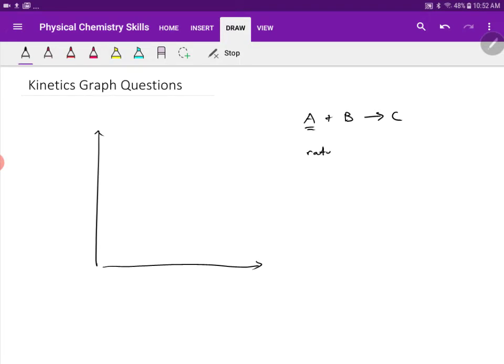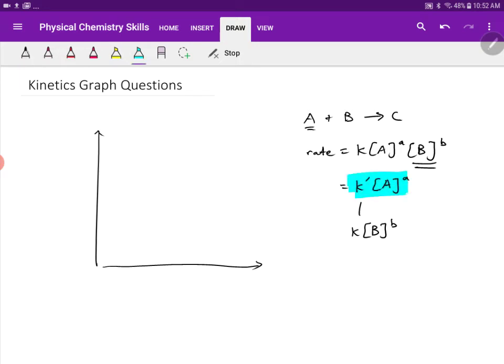So rate is equal to k [A]^a [B]^b. And what I'm doing here is I'm going to keep B constant, either by using it in huge excess or when B is a catalyst. And so what I'm going to get is k' [A]^a, where k' is equal to k multiplied by [B]^b itself. Okay, and this is the reaction that we are looking at. So over here on this axis, I have time, and here I have the concentration of A.